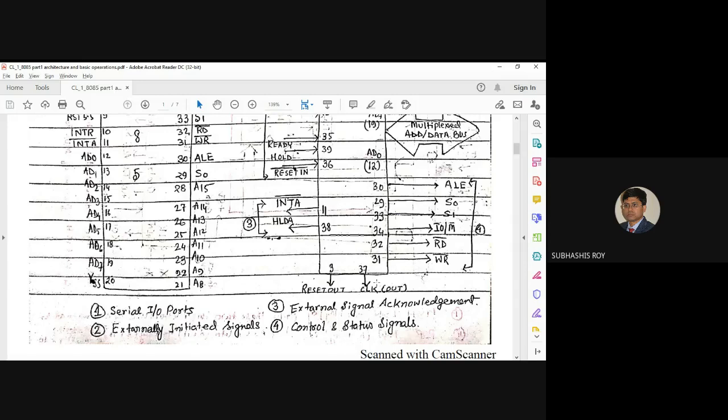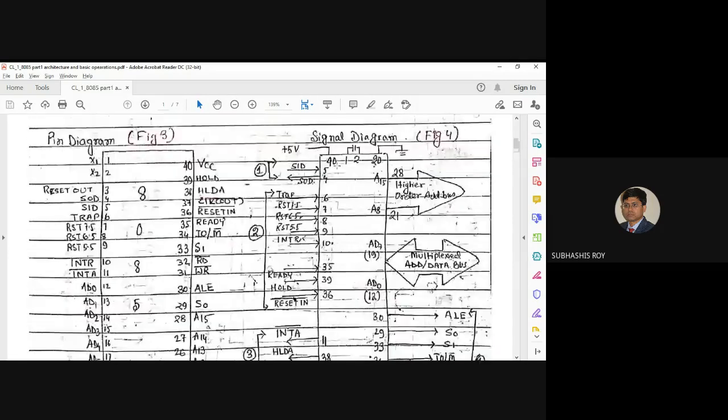Pin number 40 is the supply voltage, pin number 20 is your ground, pins number 1 and 2 are used to produce your clock signal, and pins 21 to 28 are your higher order address bus. This is an outgoing signal, that means the microprocessor sends out this signal to memory chips or other peripheral devices.